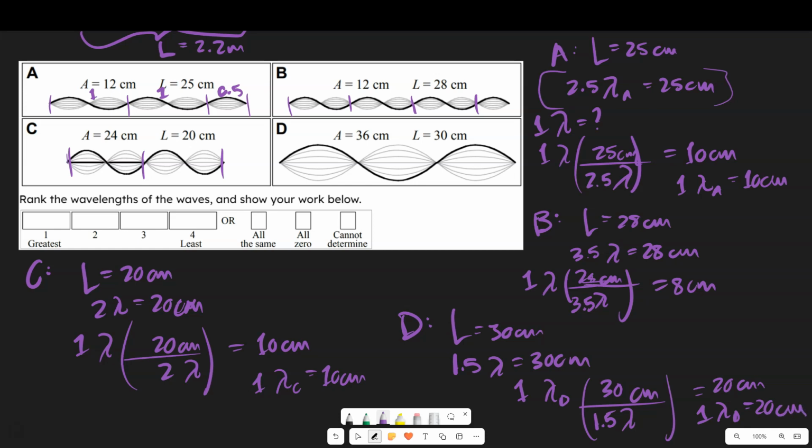So how do we go about ranking these? Just go from greatest to least. So we end up with D being the greatest, A being next, which is equal to C, which is greater than B. Notice that the amplitudes play no role in this in terms of the ranking of the wavelengths.